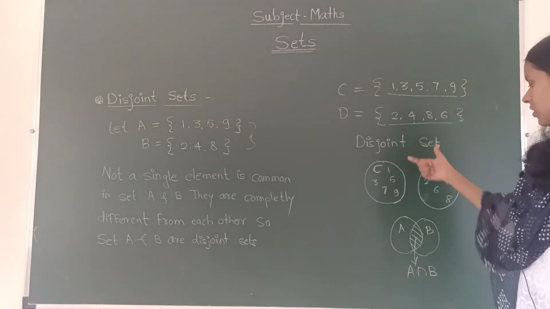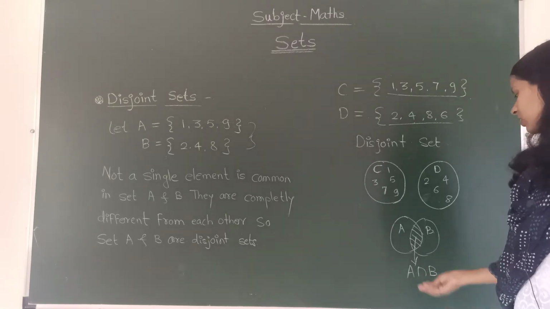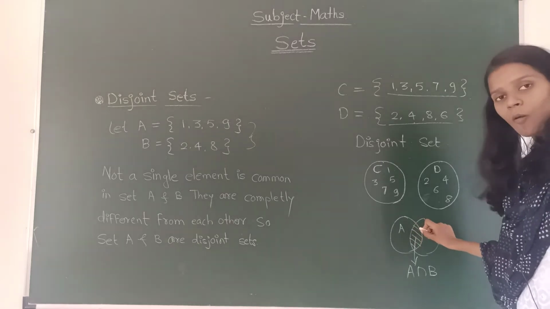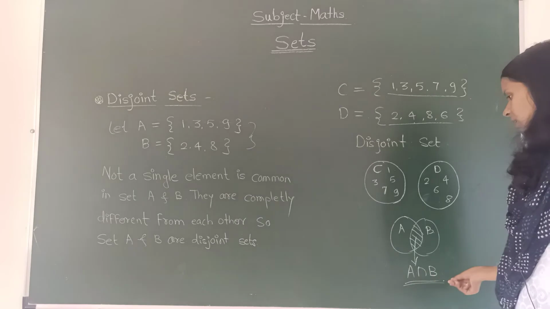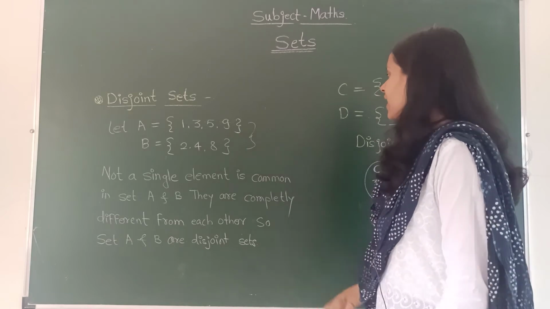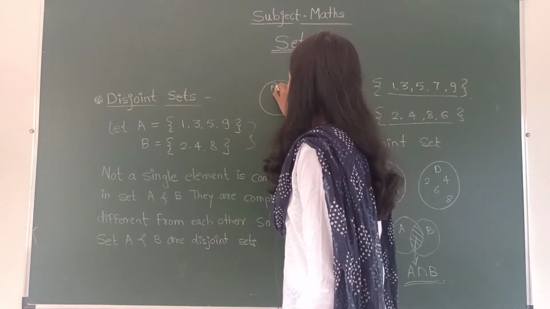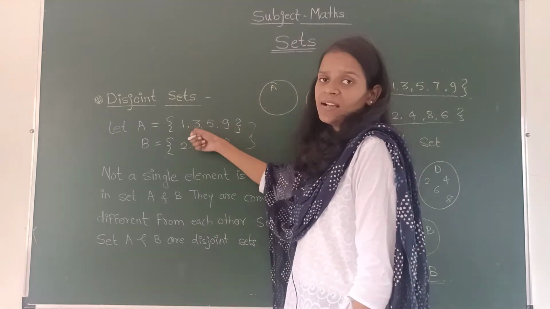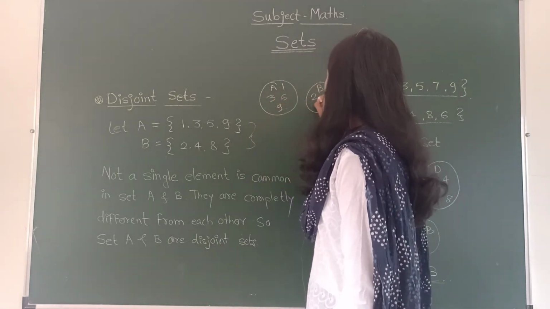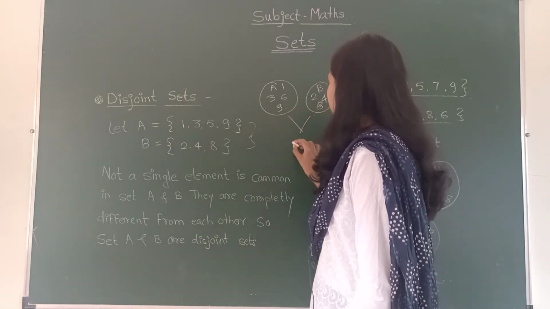These are disjoint sets, and in the previous video we have learned the intersection set. In intersection, suppose set A and set B have common elements, this shaded common part, we show it as A intersection B. You can draw a Venn diagram for set A and set B. How can we draw it? See, suppose this is set A, this is set B. Set A consists elements 1, 3, 5, 9, and set B consists elements 2, 4 and 8. You can see there is no common element in between these two sets.